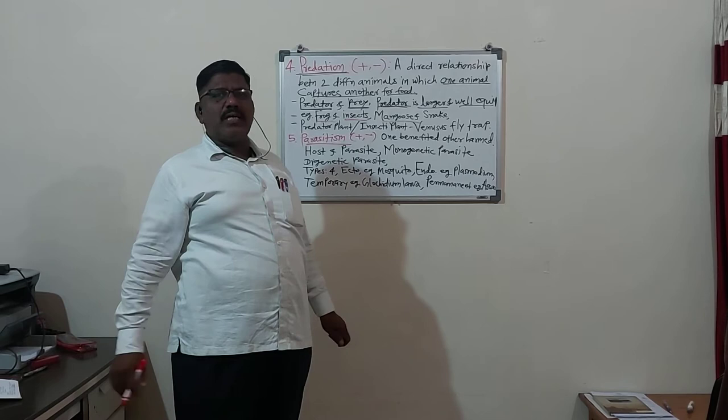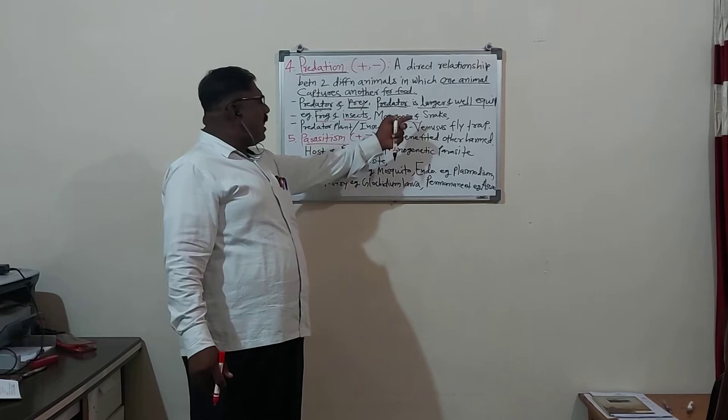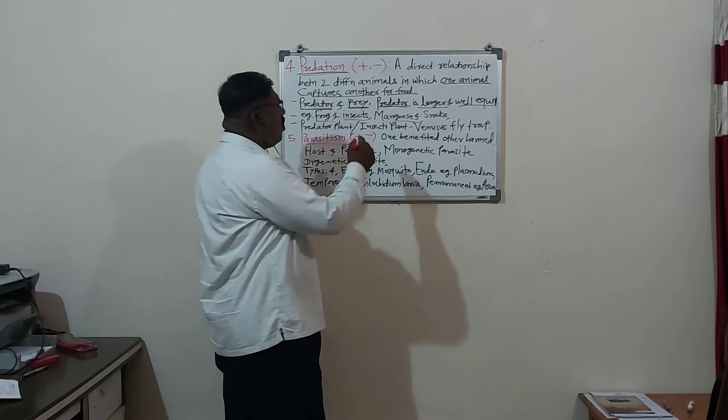So here common, mongoose and snake. So here the predator and prey. Now here you should know mongoose is the predator and snake is the prey.